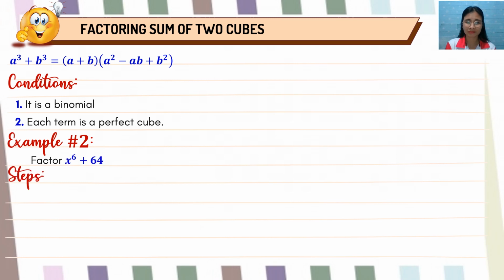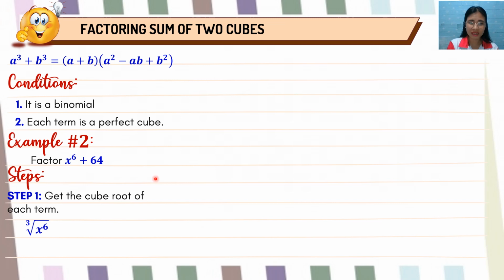This one: factor x to the sixth plus 64. So again, step 1, get the cube root of each term. So the cube root of x exponent 6. A while ago I told you that in getting the cube root, you divide the exponent by the index. So 6 divided by 3 is 2, meaning the cube root of x to the 6th is equal to x squared.